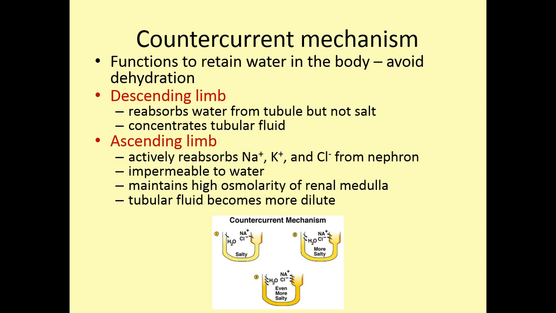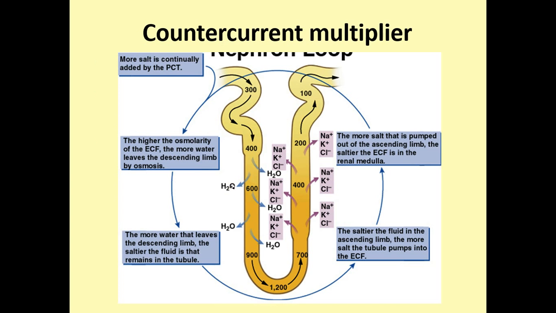The ascending limb's job is to make sure that salts go out of the tube and into the peritubular capillaries, which will then ensure that water in the descending limb will leave the tube and follow those salts out into the peritubular capillaries. So one limb affects the other. We call this effect a multiplier effect because the more one limb does its job, the other limb will respond.